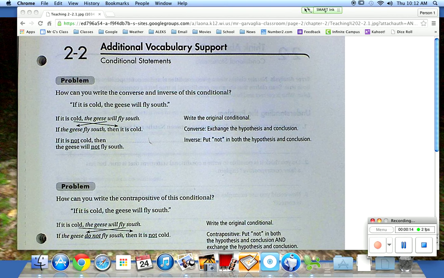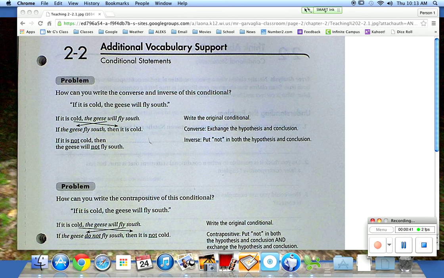You learned a little bit yesterday about how to prove something's wrong, right? You can take a statement and you can prove it wrong. This is a conditional statement. In other words, how can I write the converse and inverse of a conditional statement? If it is cold, the geese will fly south. If I flip that around, if the geese fly south, then it is cold.